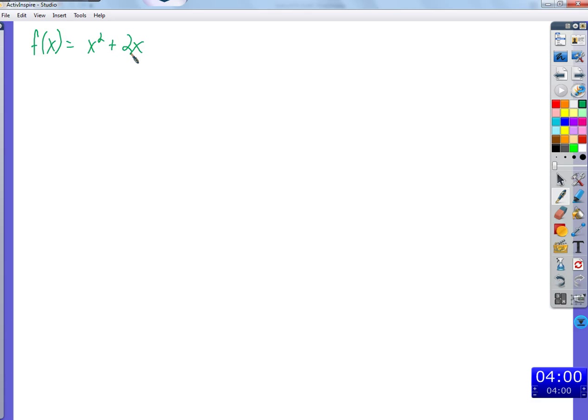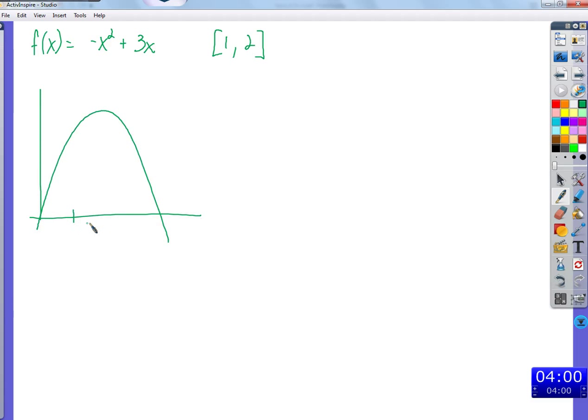Plus 2x, making that up. Negative x squared plus 3x, and we'll find the area between 1 and 2. What we've got here is a parabola. It should look like this. It should go 1, 2, 3. We want to find the area between 1 and 2. And we'll let the number of rectangles be infinity rectangles.